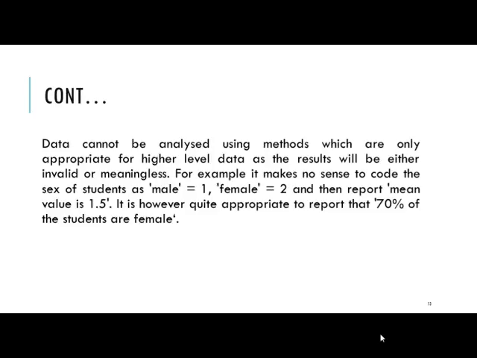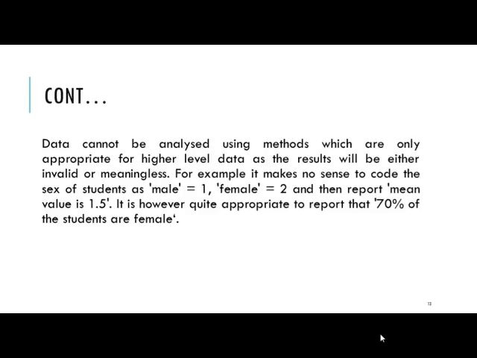It is, however, quite appropriate to report that 70% of students are female and 30% of students are male. So as we discussed before, for the nominal scale and qualitative data, you use counting techniques rather than arithmetic techniques. If we find the mean average of male and female, the resulting value is 1.5. That has no meaning, and the result is invalid. It's completely meaningless.